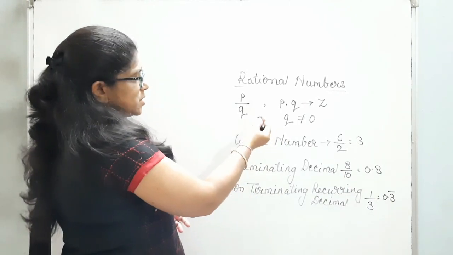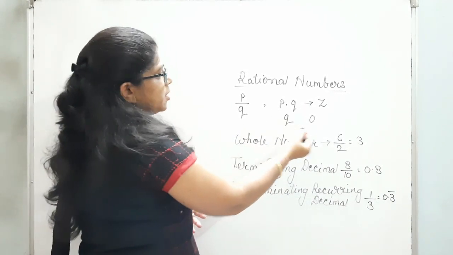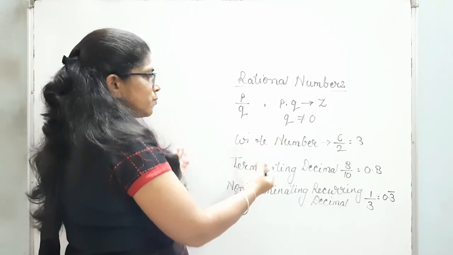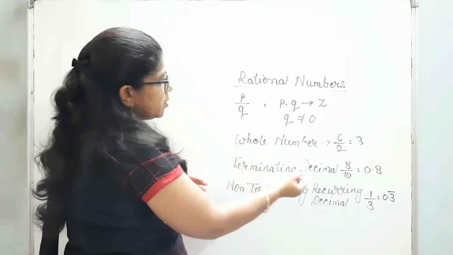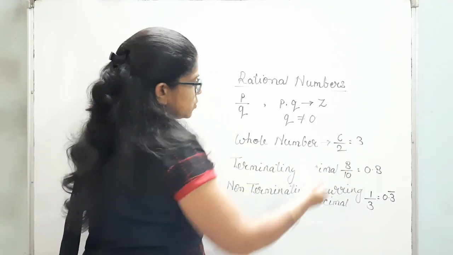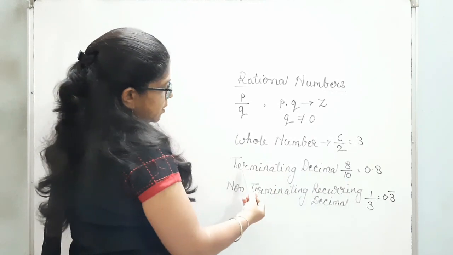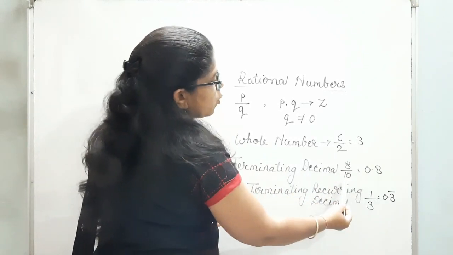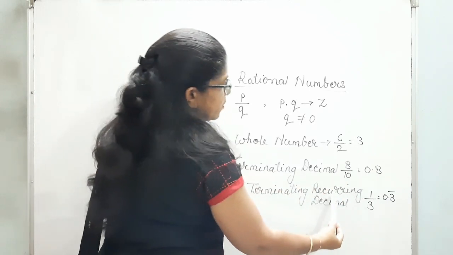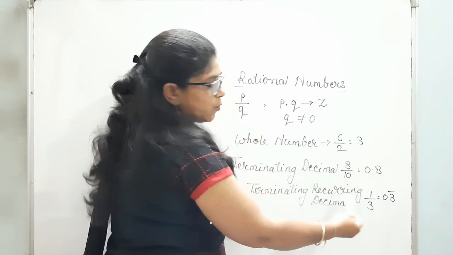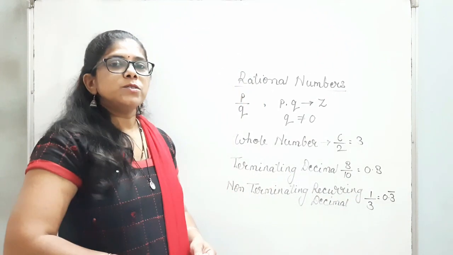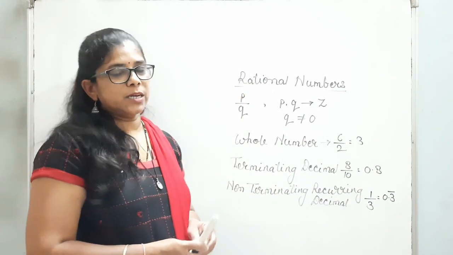The numbers which are expressed in the form of p upon q, where p and q are integers, q is not equal to 0. So the value of a rational number can be a whole number. For example, if we take 6 upon 2, the answer is 3. Then it can be a terminating decimal, 8 upon 10, the value is 0.8. Or it can be a non-terminating recurring decimal, 1 upon 3. You can check for this. The value is 0.3, 3 will go on repeating. So such numbers are defined as rational numbers.